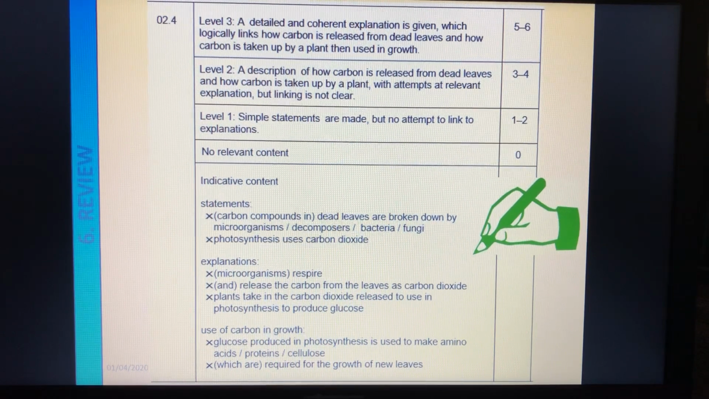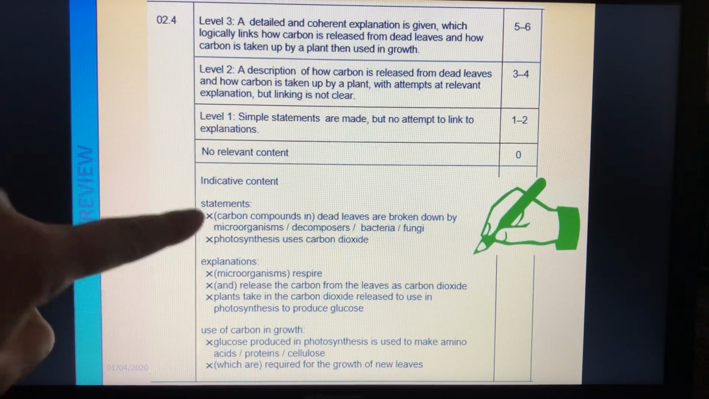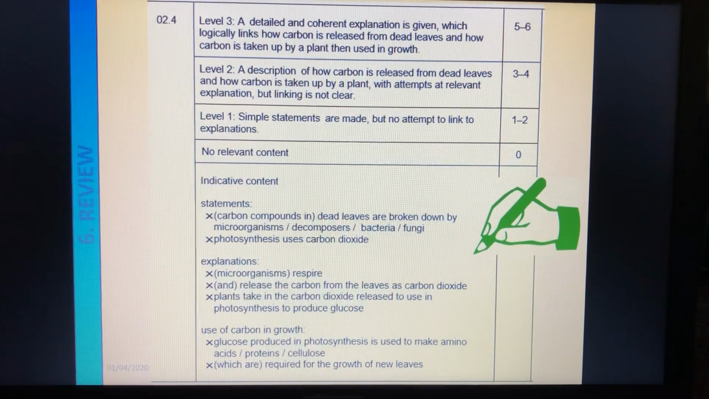Okay, green pen time. So, how does the carbon from a dead leaf get back into a new leaf? So, the dead leaves are broken down, they're decomposed by the microorganisms such as bacteria and fungi for 1 mark. So what does that do? Well, they are respiring organisms. Okay, so I've gone from this point here to this point. They respire, therefore they release carbon dioxide into the atmosphere.